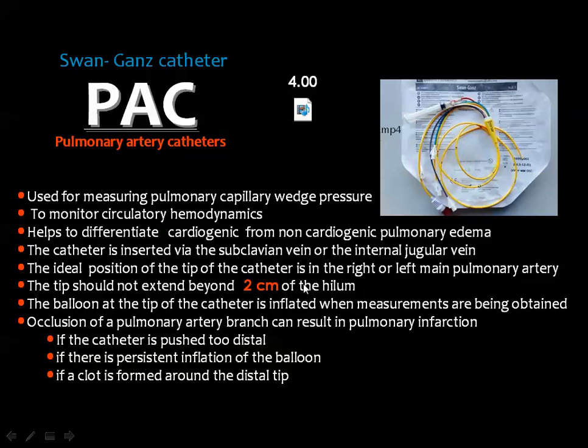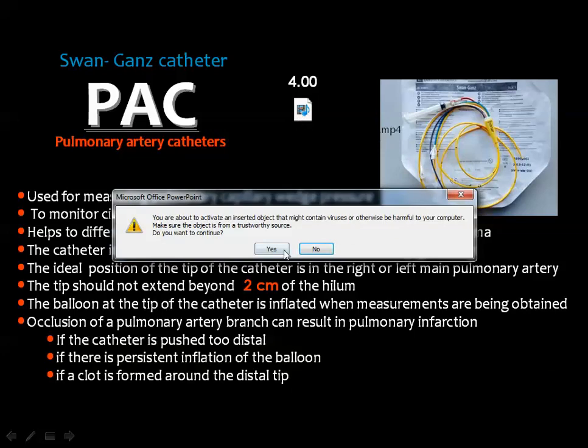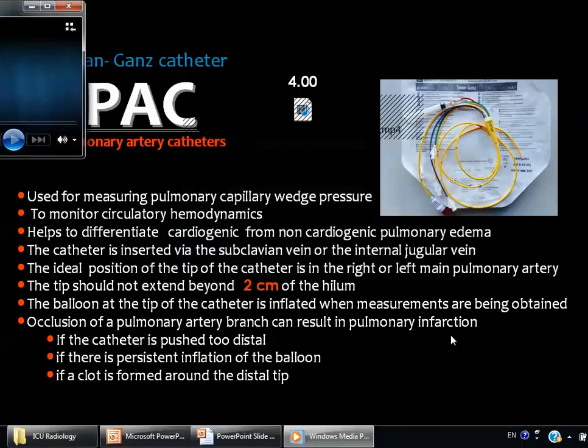Then the catheter has a balloon at its tip, which is inflated only when measurements are being obtained. An occlusion of the pulmonary artery branch by this inflated balloon can result in pulmonary infarction, if the catheter is pushed too distal, if there is persistent inflation of the balloon, or if a clot is formed around the tip of the catheter. Then have a look at this Swan-Ganz catheter.